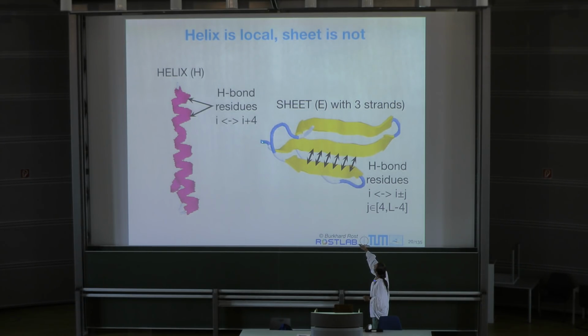So the way the protein runs here is the first residue goes into this strand, then goes up here and goes into that strand. But it means that this strand and this strand are very far away in sequence.